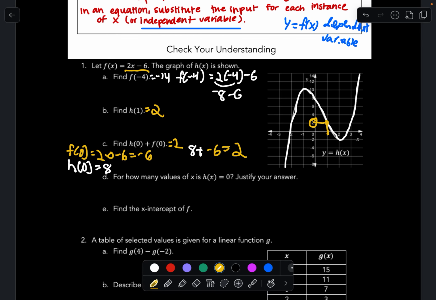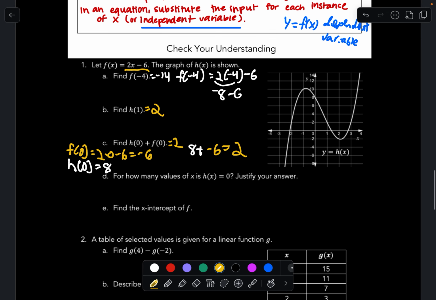For how many values of x is h of x equal to 0? H of x is the graph, so we have to look at the graph. When they say h of x equal to 0, they're looking for the x-intercepts. All right, and you see there's 1 there, there's 1 there, there's 1 there. There are three x values that make h of x equal to 0.